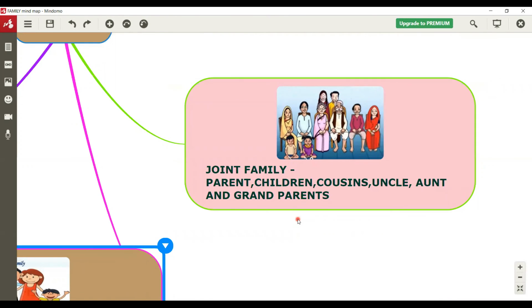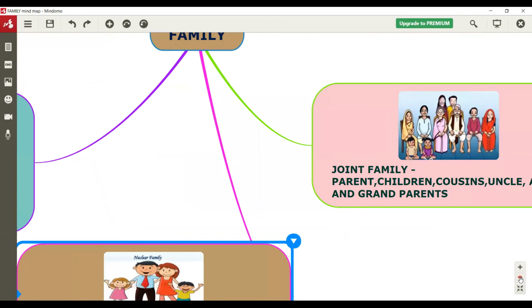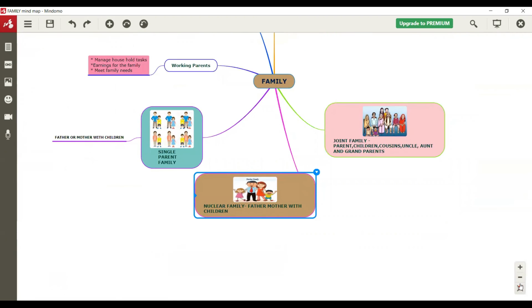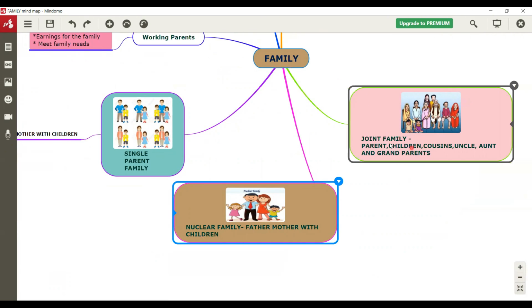Joint family. Very good. And children, today we have covered the topic of different types of family. One is single parent family. The second one is nuclear family. And the third one is joint family.